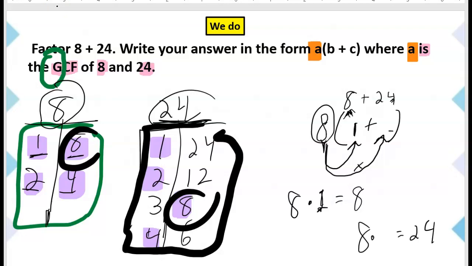So 8 times something, and we said this was going to be C. 8 times something is 24. 8 times 3 is 24. So the role of C is going to be played by the number 3. All these rhymes. I didn't plan this, I promise. So that's the answer right there. The answer is A is 8, where B is going to be 1, and where C is going to be 3. Ta-da, done!